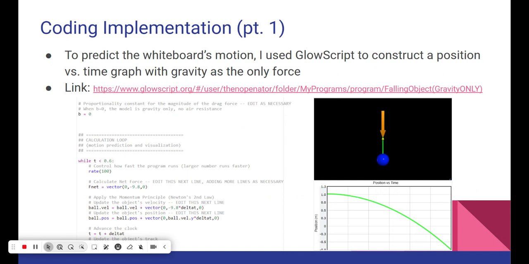For our coding implementation, we use GlowScript to predict the position at each time, with gravity as the only force here. So we have a very steep curve for gravity, and it falls below 0 meters for the position in the y dimension, and has one force, which is gravity here. And here's the code for how it was actually made.